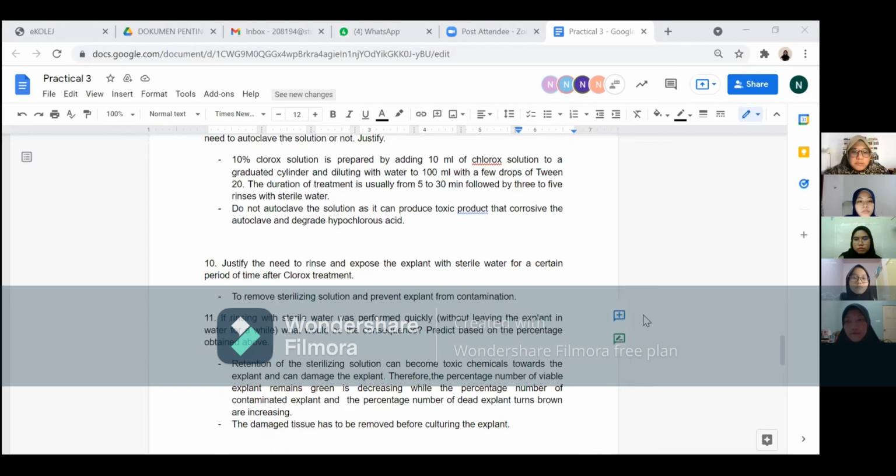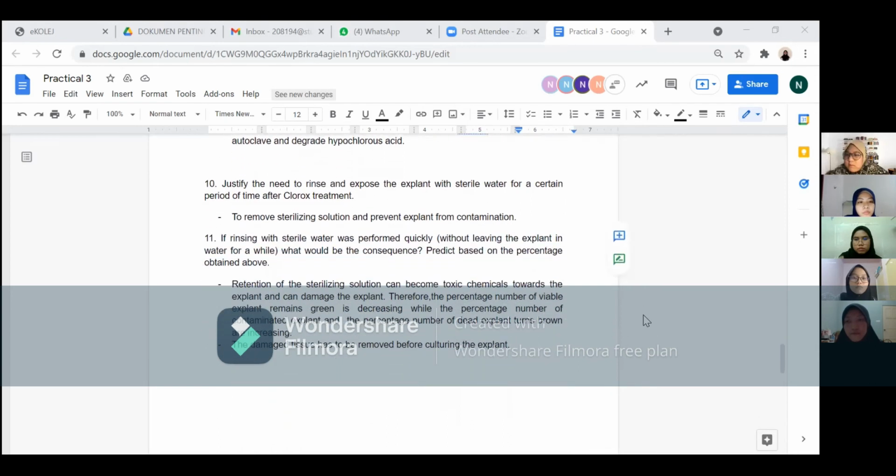For question number 11, if rinsing with sterile water was performed quickly without leaving the explant in water for a while, what would be the consequence? It will cause the retention of the sterilizing solution that will become toxic chemicals towards the explant and also damage the explant.